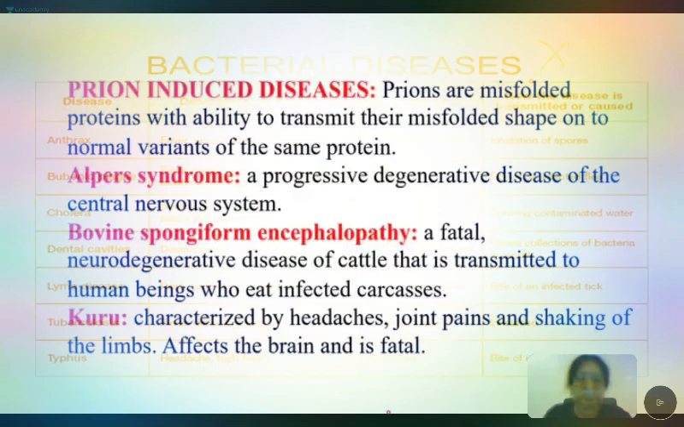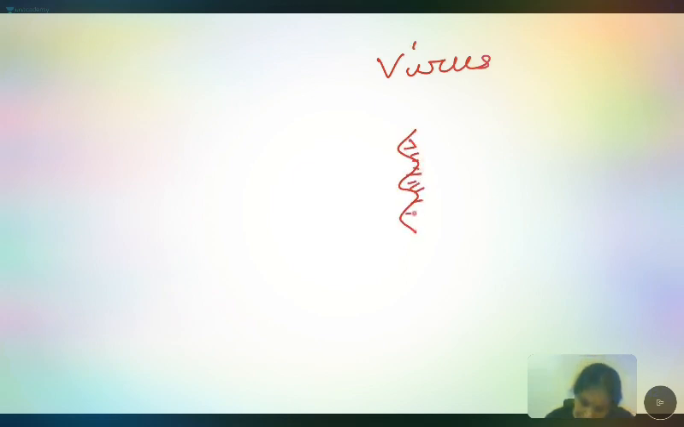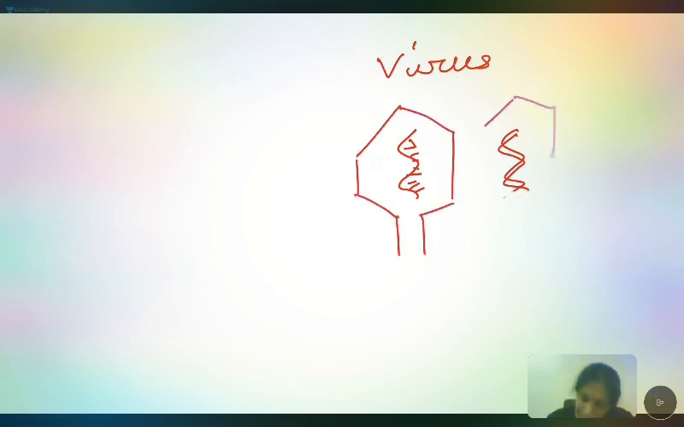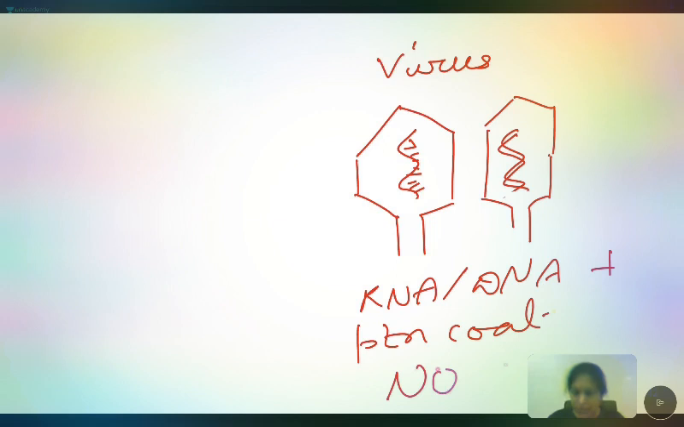Next we have prion-induced diseases. Prion means what? Let me give you this classification also. If you take a virus, what is a virus? A virus is either RNA or DNA packed inside a protein coat. So a virus will have two components, RNA or DNA plus protein coat. That's it. No cell. It is acellular. There is no cell at all.